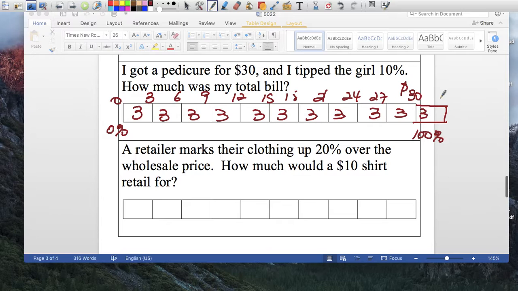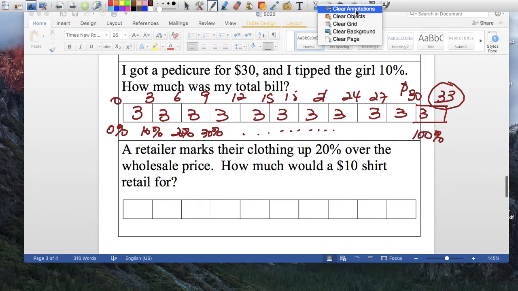Each 10% is 3, so this would be 33. So just for this one, I would do 10%, 20%, 30%, and so on, right? Then we'd get $33. So that would be my final answer.